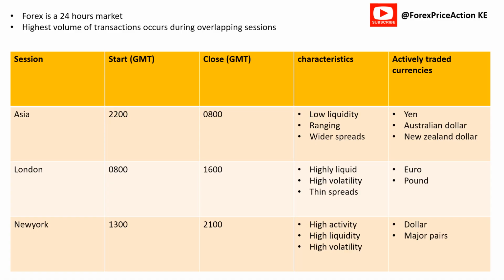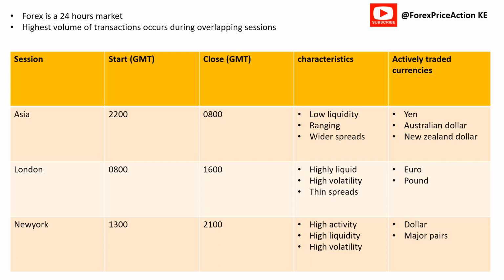Forex is basically a 24-hour market. If I'm in Kenya, especially when you're in Africa, you're advantaged because most of the major sessions occur when we are awake. And the highest volume of transactions in FX actually occurs during overlapping sessions. So what are the major sessions in FX? The forex market has three major sessions. We have the Asian session, the London session, and the New York session.